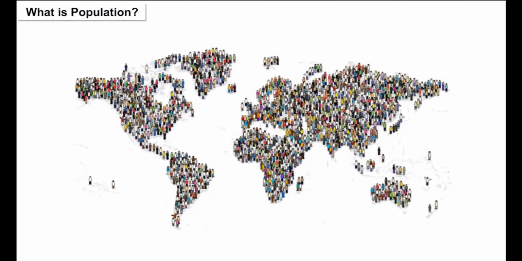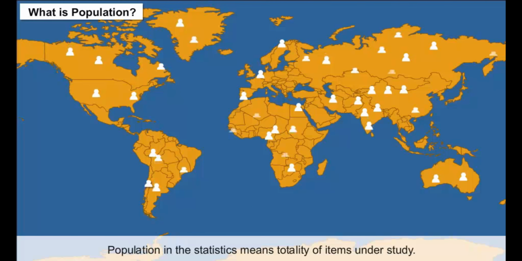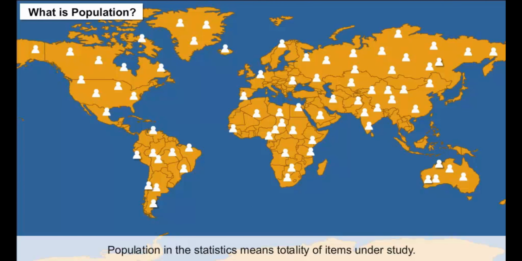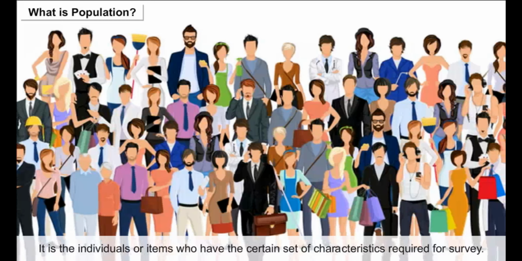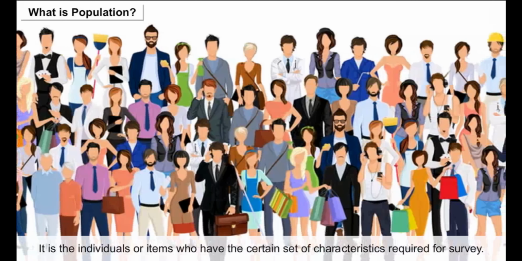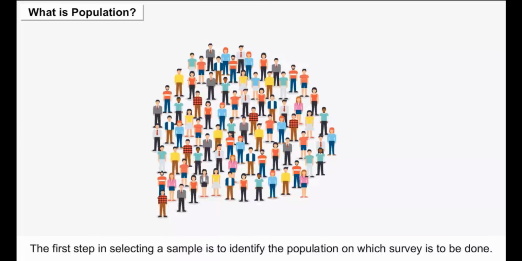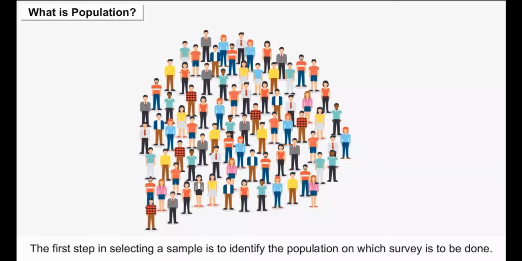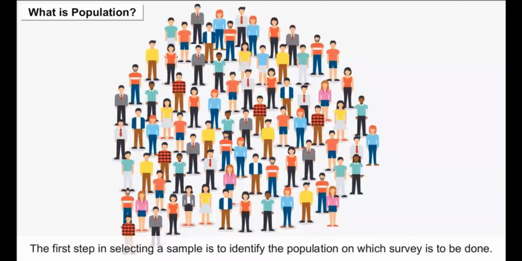Population and sample. What is population? Population in statistics means totality of items under study. It is the individuals or items who have a certain set of characteristics required for the survey. The first step in selecting a sample is to identify the population on which the survey is to be done.